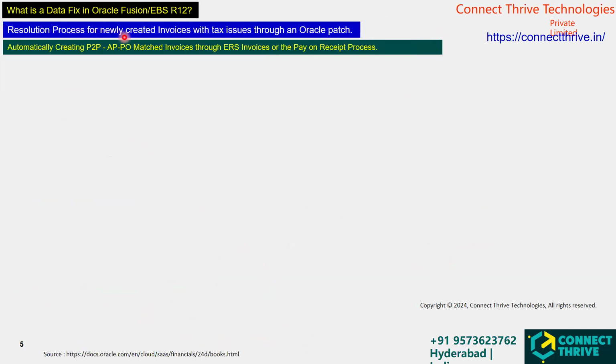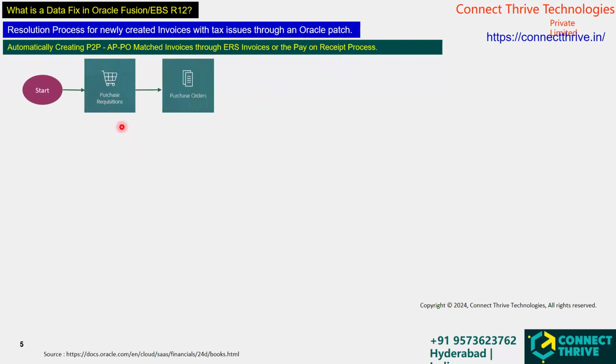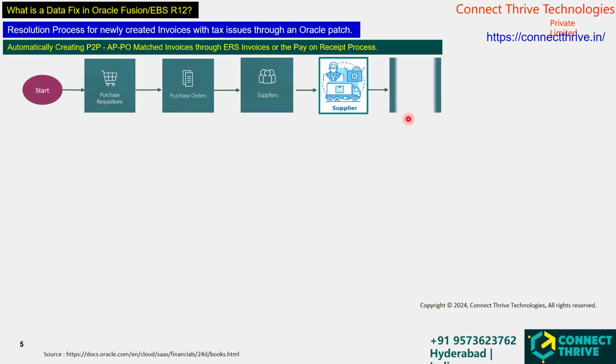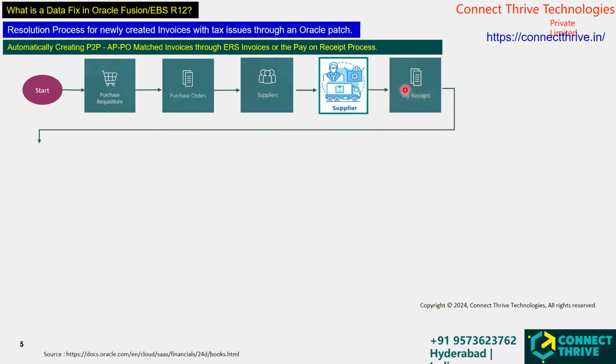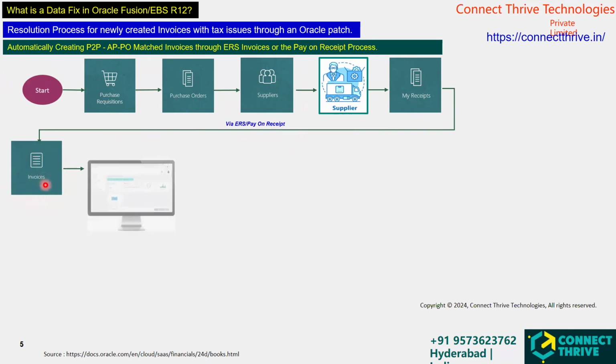So let's see the resolution process for a newly created invoice with the tax issue through an Oracle patch. That means this patch works only for newly created invoices. The process will be the same. I'm testing one invoice again by creating the purchase requisition and purchase order, and then sending that purchase order to the supplier. The supplier sends the goods or service to our organization, and we create the receipt. With the help of the receipt, using the pay on receipt or ERS functionality, we create the AP invoice in the AP module automatically.